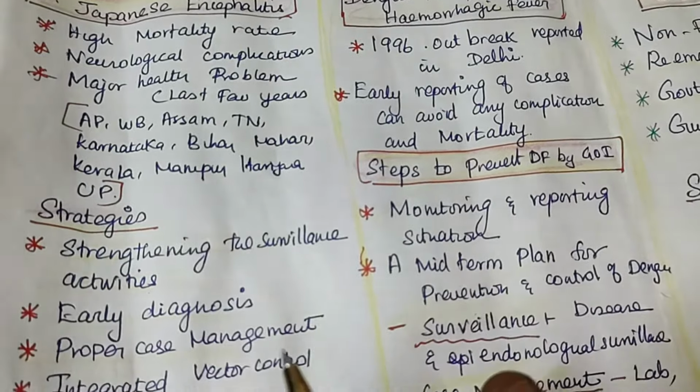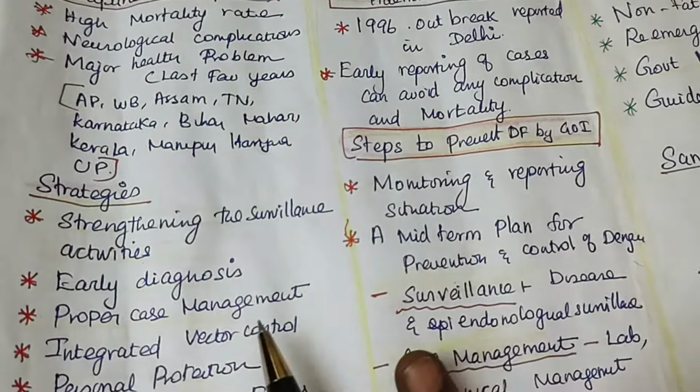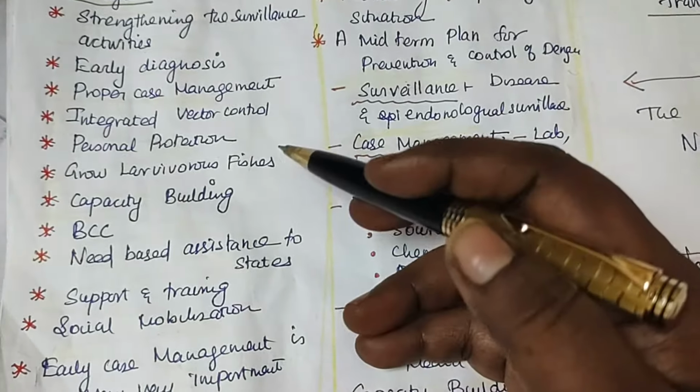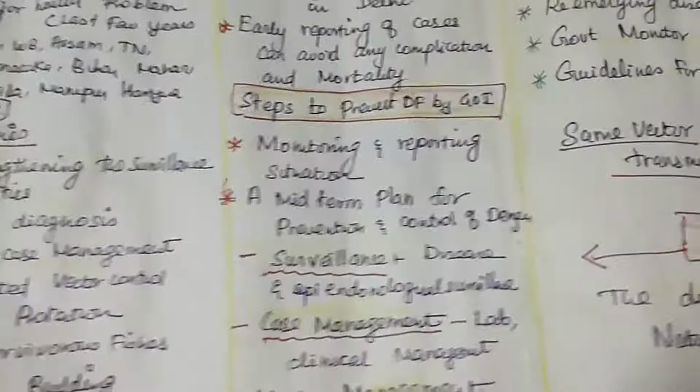It has a high mortality rate because of the neurological complications. So everywhere you have to follow these strategies in any communicable disease program. You have to remember the strategies.